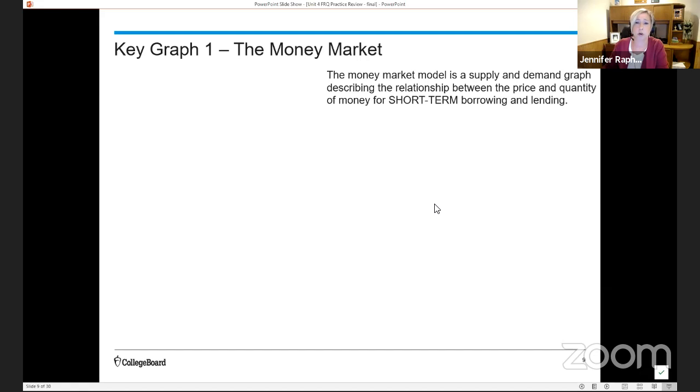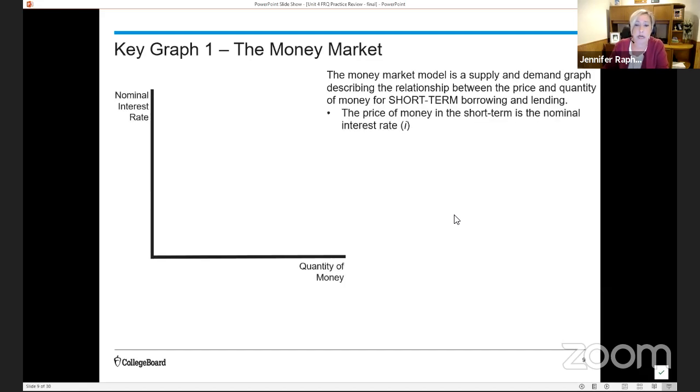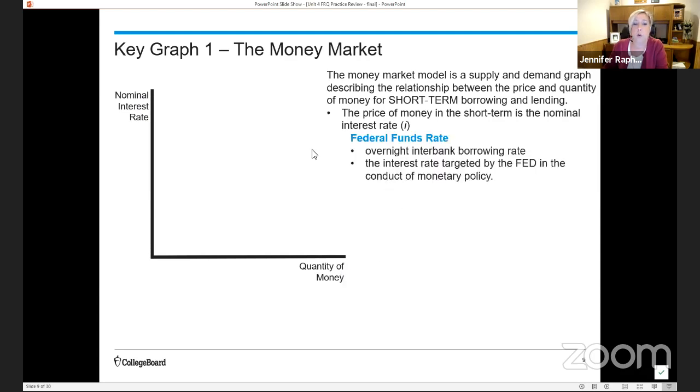So the nominal interest rate is the stated interest rate, and that's the interest rate we're going to be using in our money market model. So the price of money in the short term is the nominal interest rate, so that goes on the vertical axis. And since it's a supply and demand graph, we have price on the vertical axis and quantity on the horizontal axis.